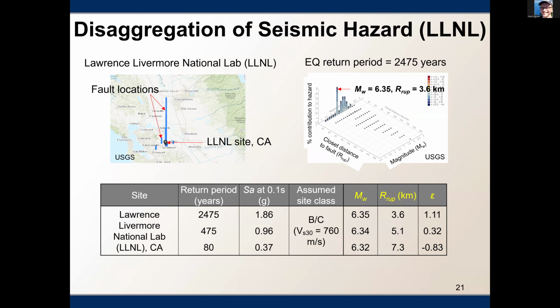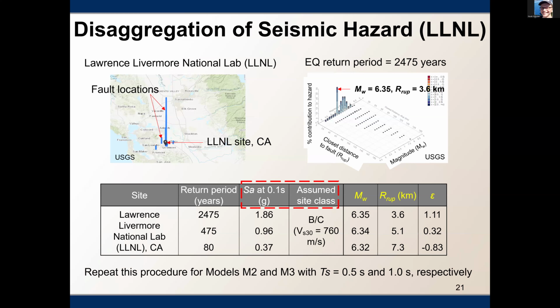This one I did for the first model, model M1. For models M2 and M3, the process is the same. The only difference is that instead of 0.1 second, I use 0.5 second as the spectral acceleration period for M2 and 1 second for model M3. Now you could also assume that the site class would be different for these models.